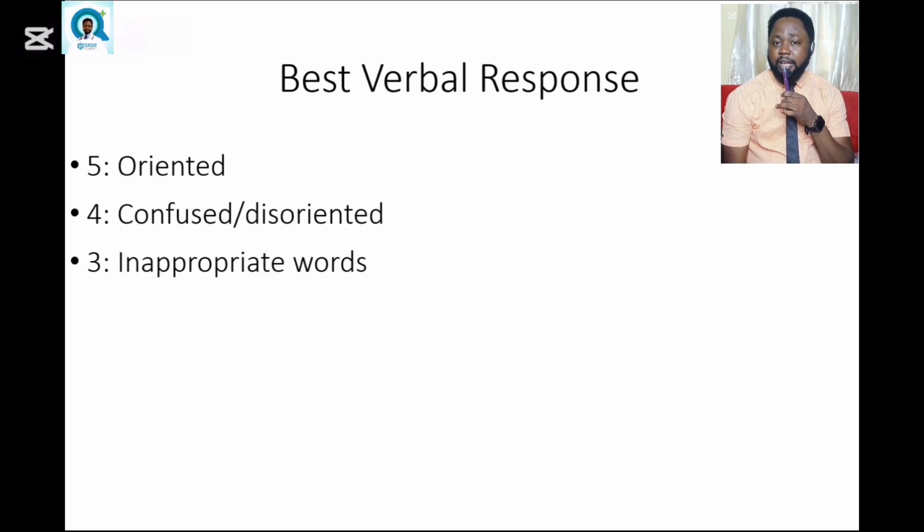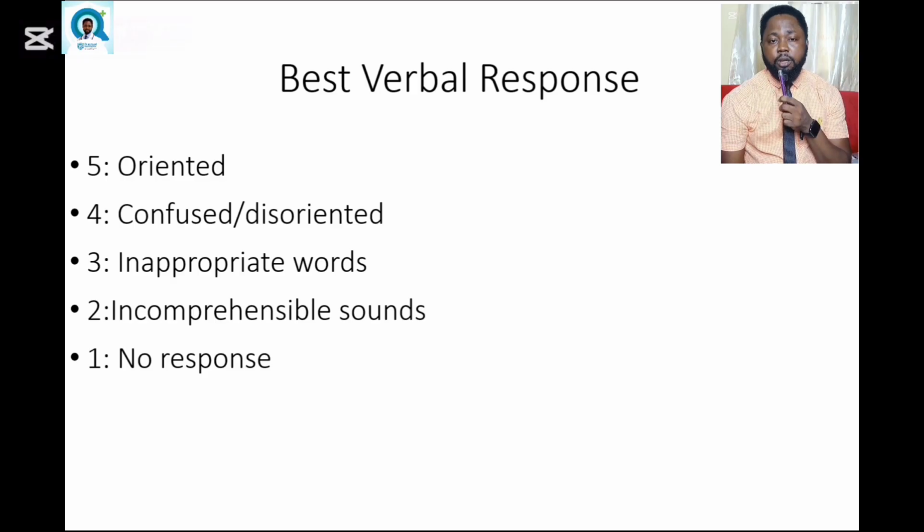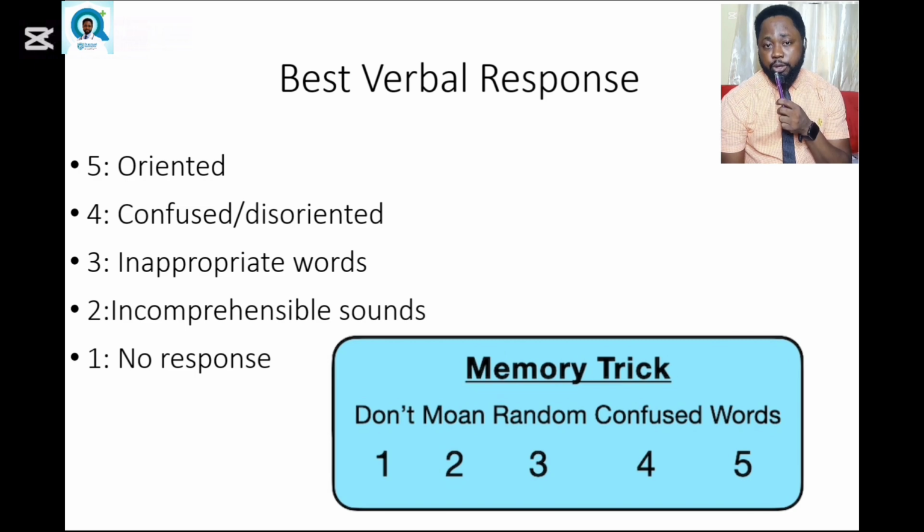The score of 3 means inappropriate words, and in this case, the patient uses inappropriate or random words which do not make sense in the context of the question or conversation. The score of 2 means incomprehensible sounds. In this case, the patient makes sounds such as moans. However, they cannot form words. 1 means no response. That is, the patient is not able to make any sound. This mnemonic on the screen may be used to remember this aspect of the GCS.